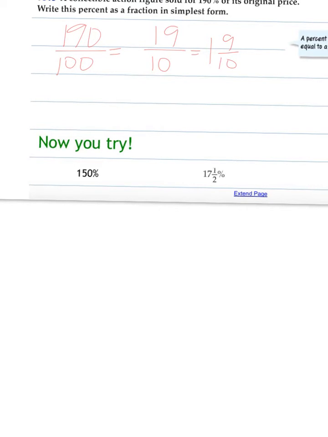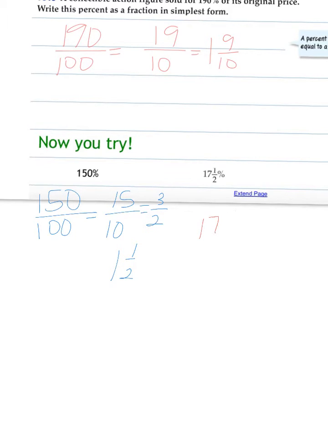All right, 150%, we write 150 over 100. That simplifies to 15 over 10, and then I can divide again by 5, which would be 3 over 2, and I could write it as a mixed number, 1 1/2.